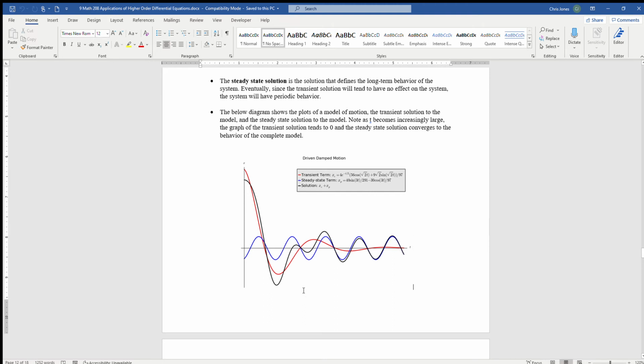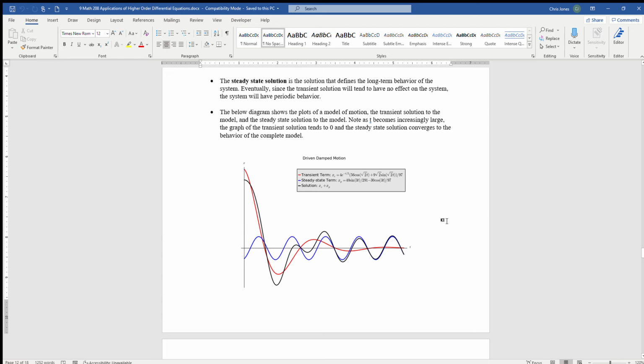In blue is the steady state solution. In black is the equation of motion. Notice initially the equation of motion is more governed by the transient solution. But over time, the black and the blue, in other words the equation of motion and the steady state solution, are going to converge to one another. That's generally true of these systems: the transient solution in the short term is dominant. In the long term though, the steady state solution is what governs the real equation of motion.